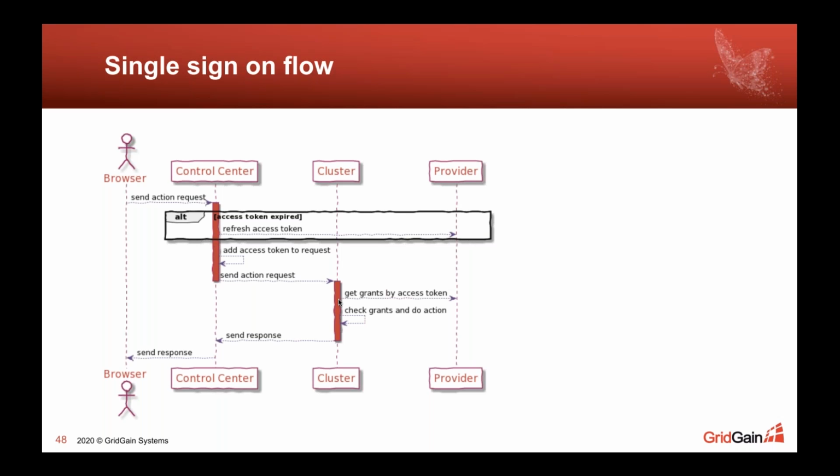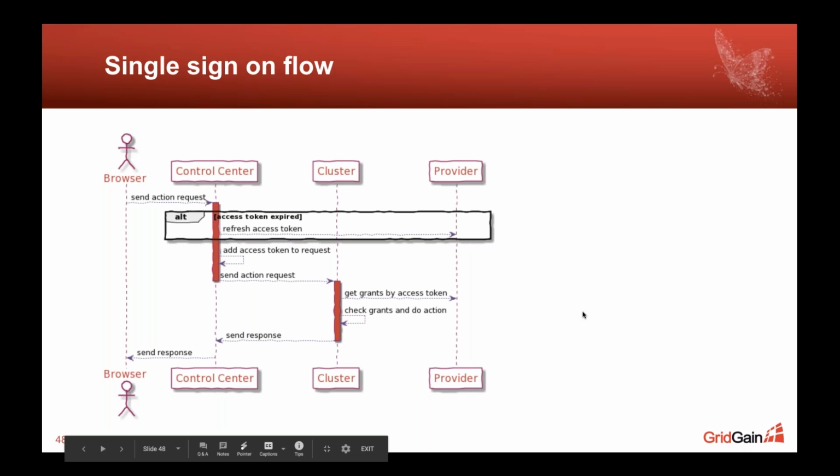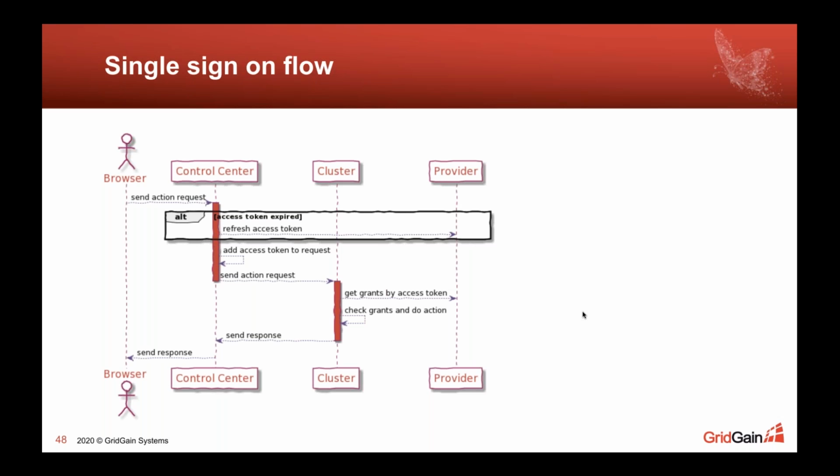If it's still valid, then it can perform the action that was requested by the user in Control Center. If not, then it can return an error message. If everything is fine, then the response is sent back to Control Center, and the user sees the result in the browser. So how does the cluster do the check?